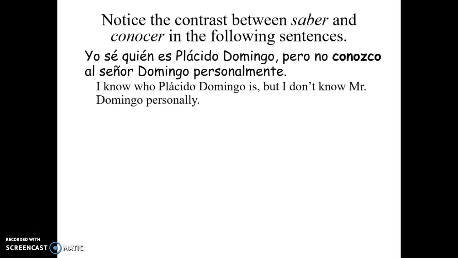Yo sé quién es Plácido Domingo, pero no conozco al señor Domingo personalmente. So I know who Plácido Domingo is, but I don't know him personally, right? So I know who he is. We're going to use saber there, but I don't personally know him. Conozco.